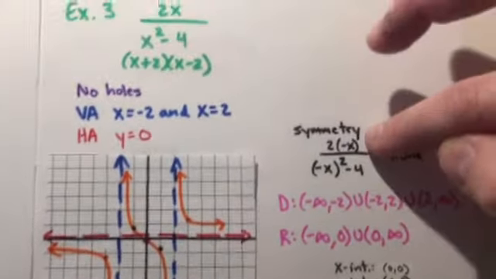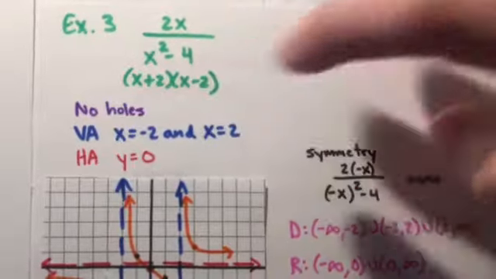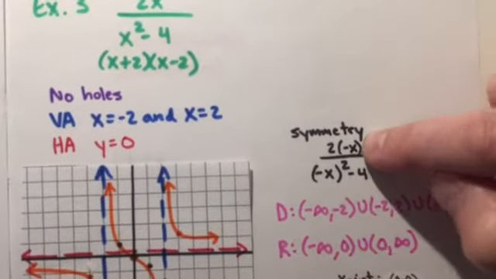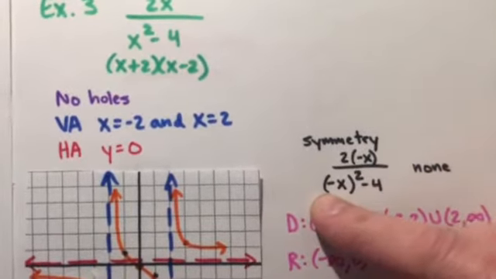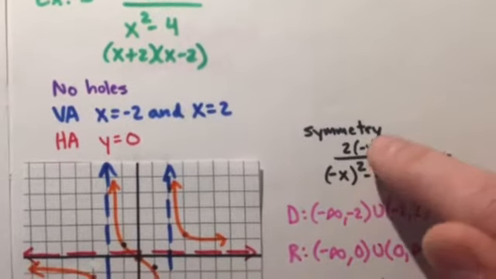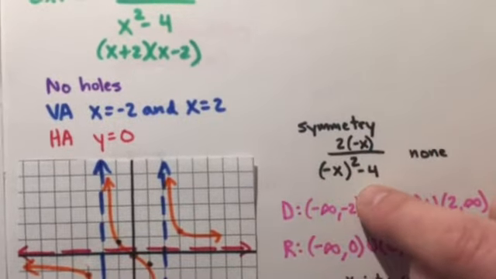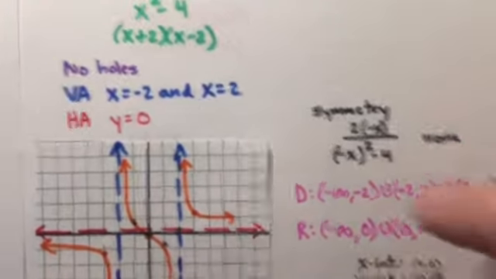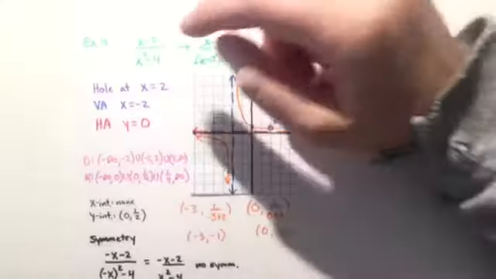And when we checked for symmetry, we plugged in -x for both. So the top would change, but then only the first term and the bottom stayed the same, and then that one stayed the same. So change and stayed the same means that we would have no symmetry. All right, let's look at one more example. So this is example 4.